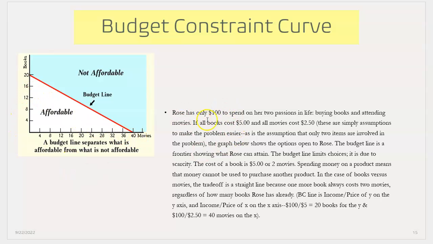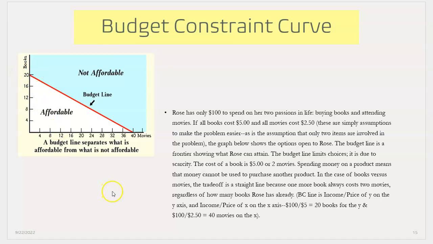We have Rose. Rose has a budget of $100. Rose likes to spend her $100 on movies and books. The books have a price of $5 each. The movies have a price of $2.50 each. So this means that with her $100 budget divided by the $5 price of each book, she can buy a maximum of 20 books. That's why we're up here on a 20.